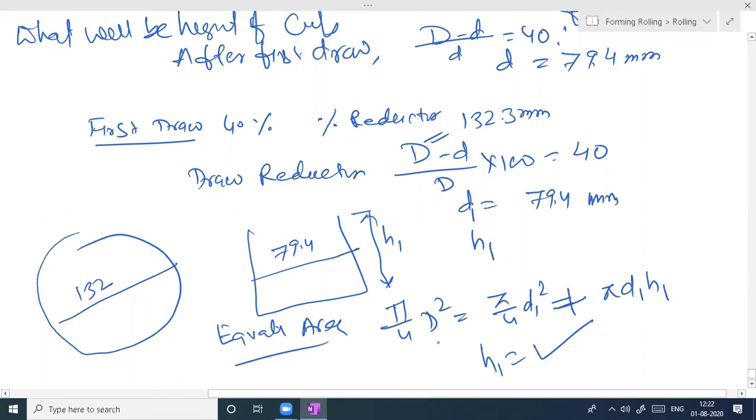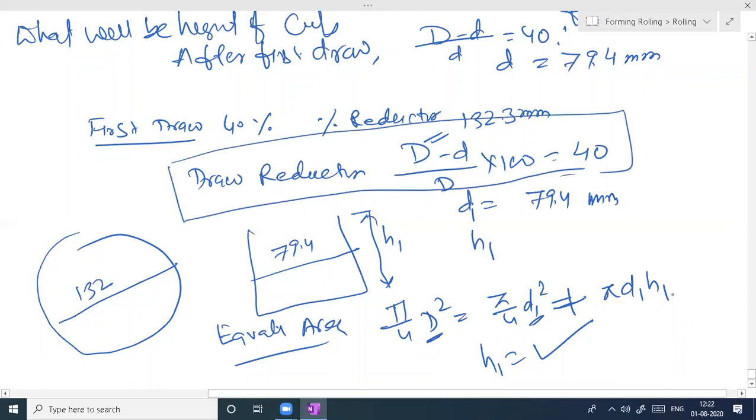You know the diameter D, that is 132.3. d1 is the diameter after reduction, I mean, after first draw, the diameter of the formed part, and that we are estimating from this information. So H1 you can calculate. What is the H1 value? That H1 you have to multiply with the force. It will give you the energy consumption in the first draw.